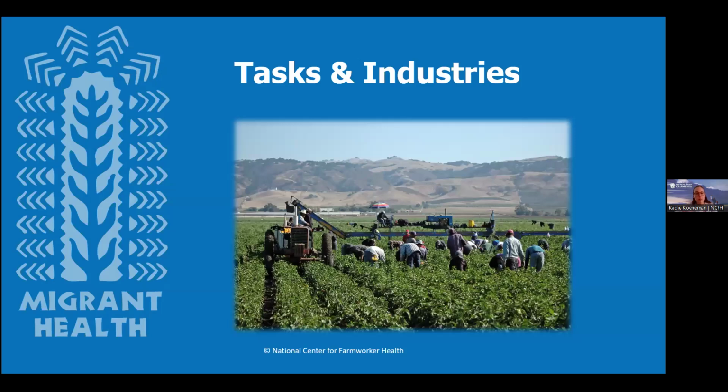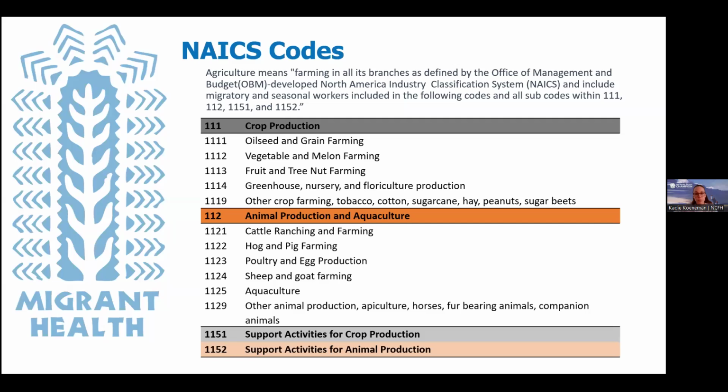So now we have the definition of agriculture, the definition of the classifications of agricultural workers. So now we're going to look at the tasks and industries that are included and excluded in HRSA's definition of agriculture. To set the stage here, how these tasks and industries and what's included and excluded in HRSA's definition of agriculture, the NAICS codes were used to determine these definitions. So the NAICS codes stands for North American Industry Classification System.